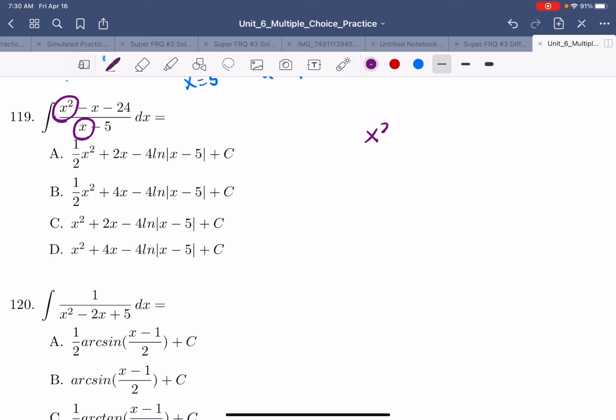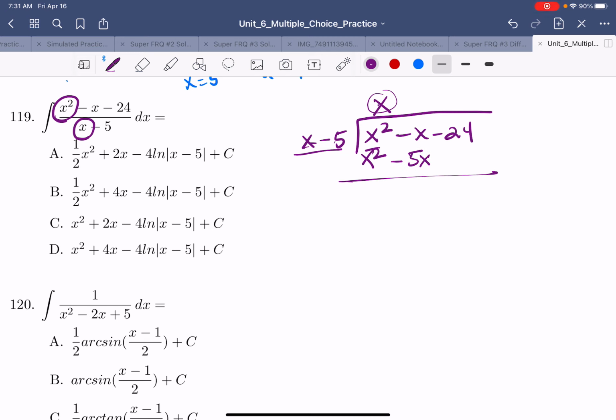So let's do it. So I have x squared minus x minus 24. I have to do these really slow because I'm not the best at long division. So let's see how I do. I know that my first term has to be multiplied to this and match up with the first term there. So that just looks like it's going to be x. So then x times x is x squared. x times negative 5 is negative 5x.